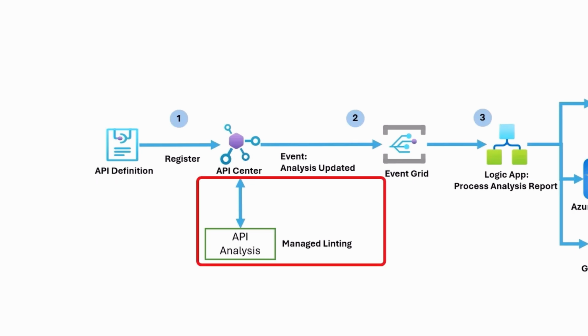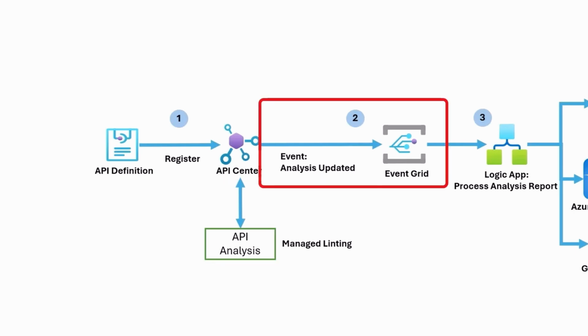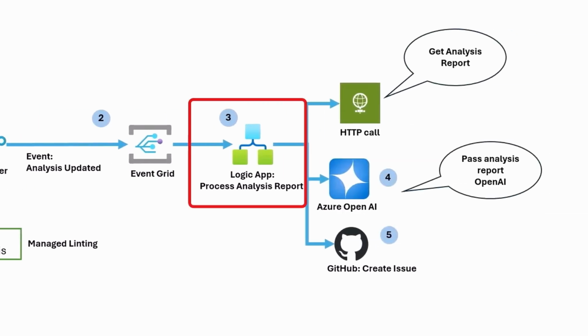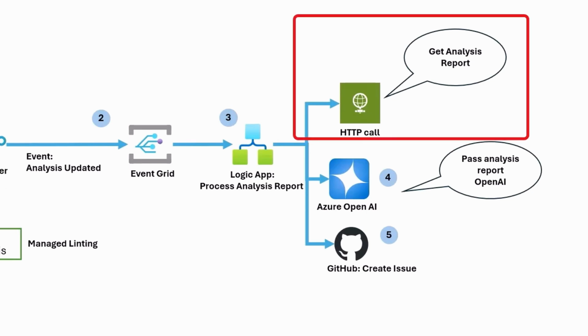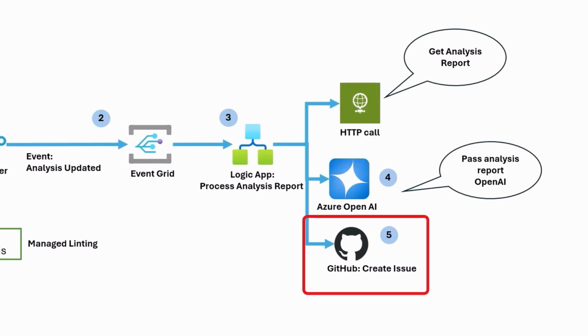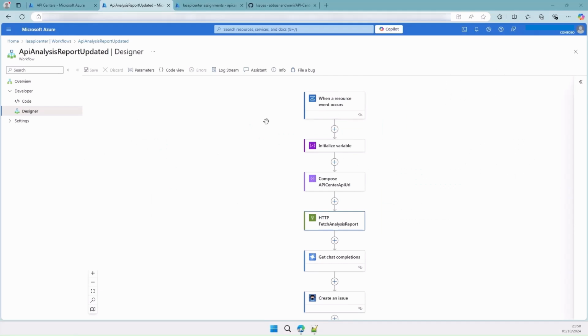Once the API definition is registered with API Center, API Center will start analysis, and once the analysis is complete, Event Grid will capture the analysis updated event, which is emitted by API Center, and Event Grid will trigger Logic Apps. The Logic Apps workflow will fetch the analysis report via REST endpoint from API Center and pass it to Azure OpenAI. Then Azure OpenAI will generate meaningful insights, which will be used by Logic Apps to create an issue in GitHub. Let's jump into our workflow.